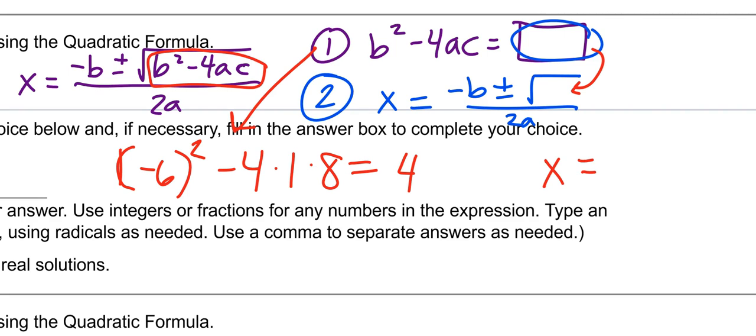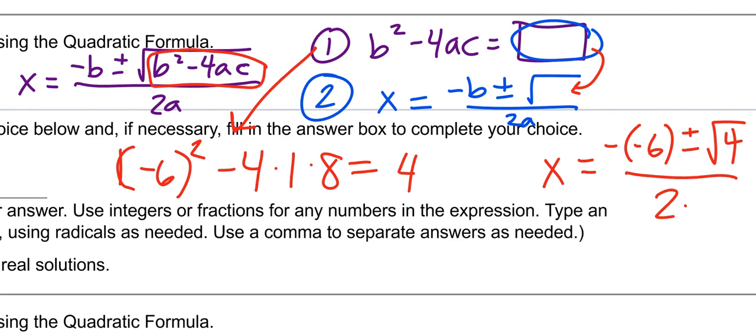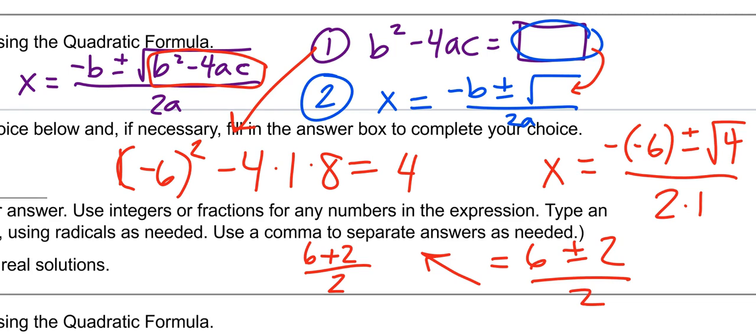The opposite of negative 6, right? Because that's the opposite of b. Plus or minus the square root of what number? 4. All over 2 times 1. Now, do we know the opposite of negative 6? Positive 6. Do we know the square root of 4? 2. And 2 times 1 on the bottom is 2. So, we literally need to find 6 plus 2 over 2 and 6 minus 2 over 2. Those are the 2 things we need to calculate.